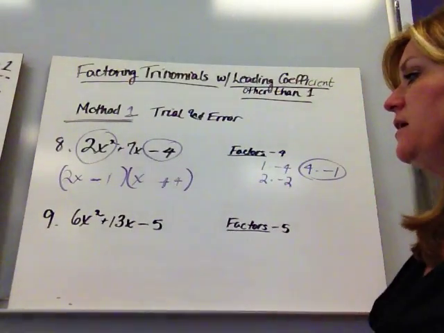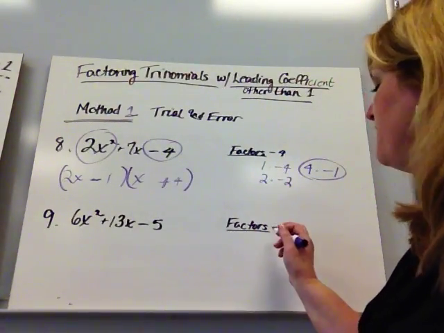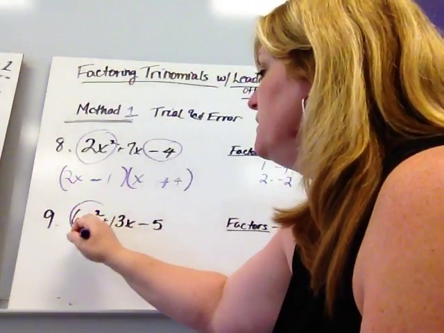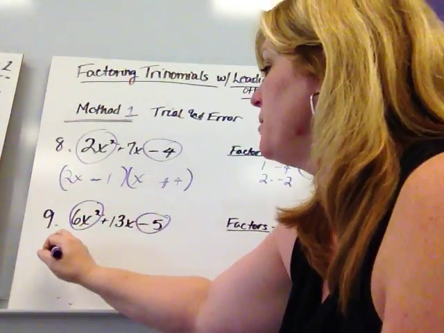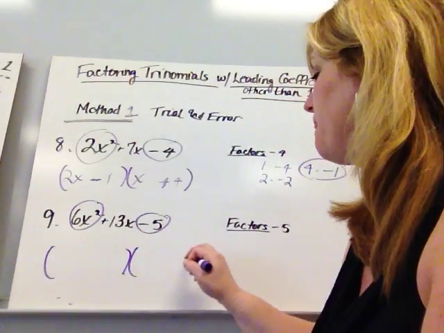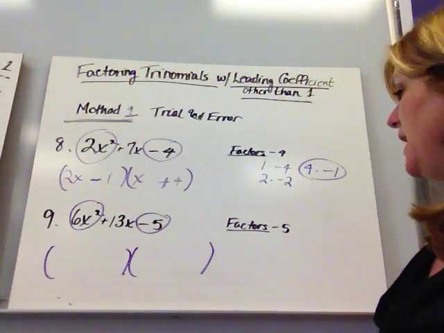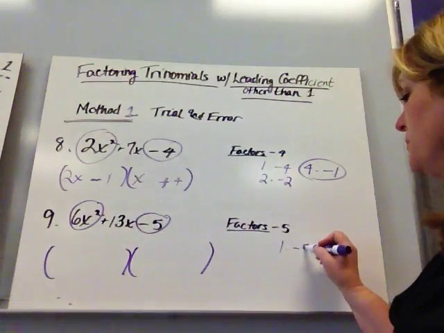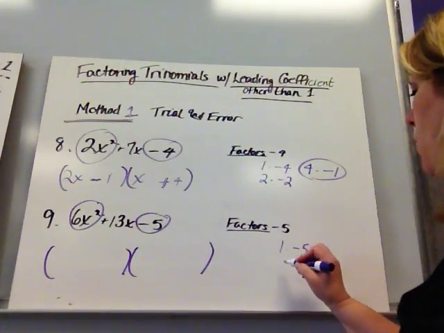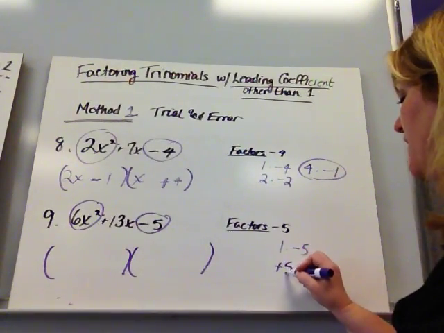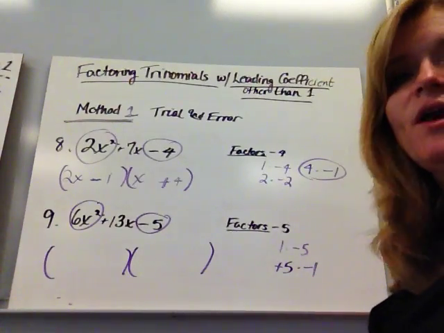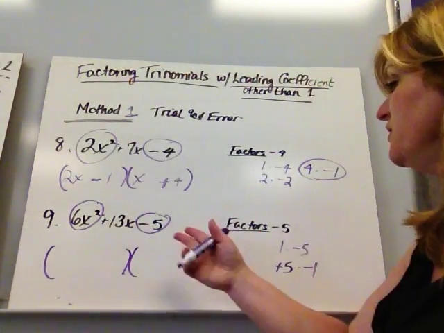Let's look at this one here. Now, I look at this one. I need to have factors of negative 5, so I'm going to circle this and this because that's how my parentheses come out with. All right. Factors of negative 5. Oh, we're lucky on this one. We have 1 times negative 5 or positive 5 times a negative 1.